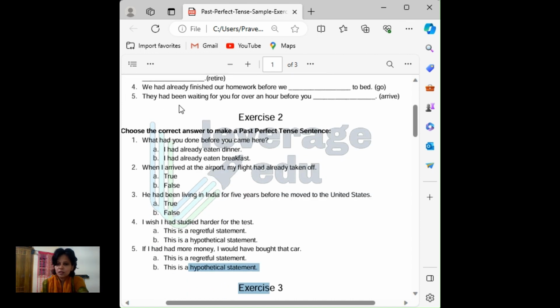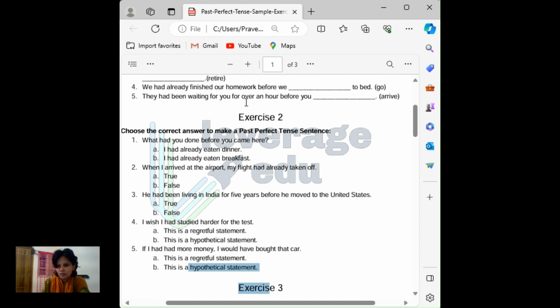And the fifth one: they had been waiting for you for over an hour before you arrived. We add here the ED form. It means they waited for 1 hour. The duration is being told: they waited before some person came to this place. Till that time they waited, and that duration was 1 hour. Suppose now it's 6:18, that means from 5:18 till now they have waited. 1 hour means 1 hour duration.